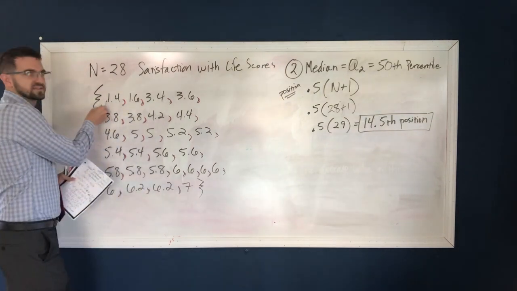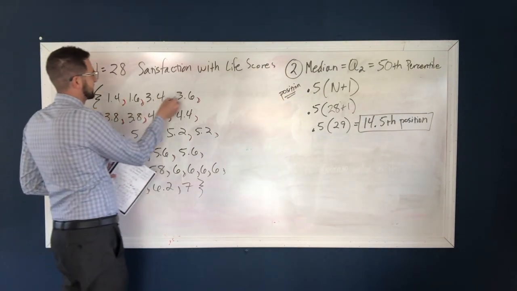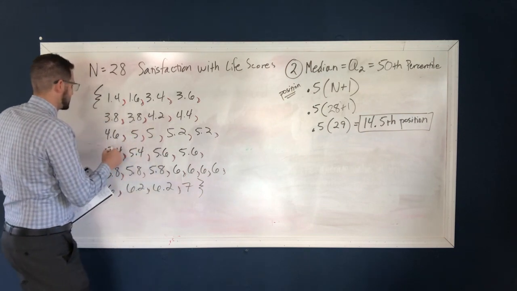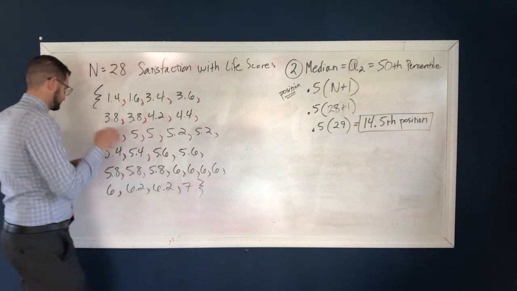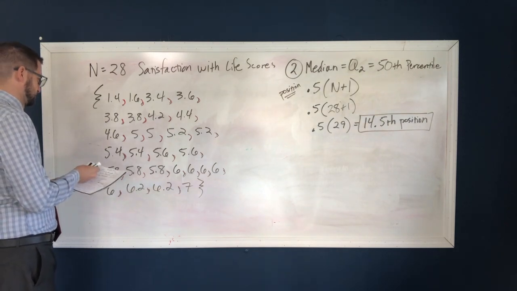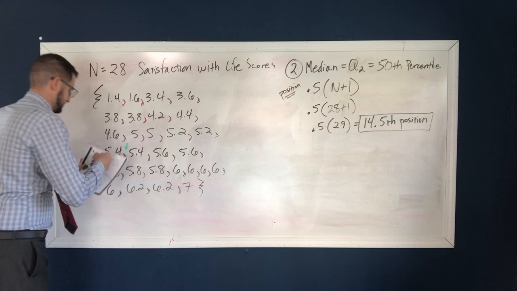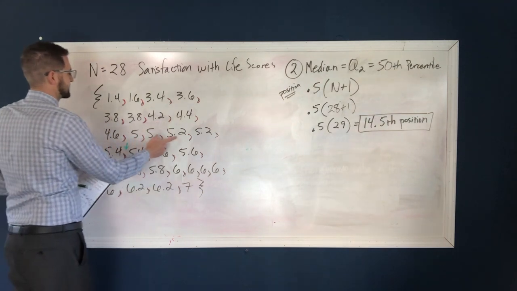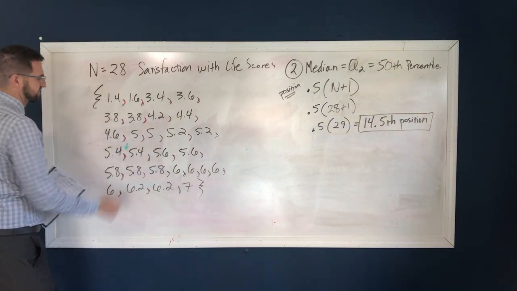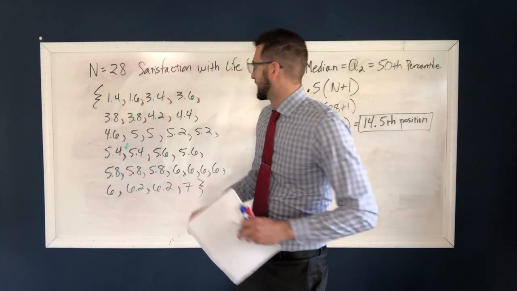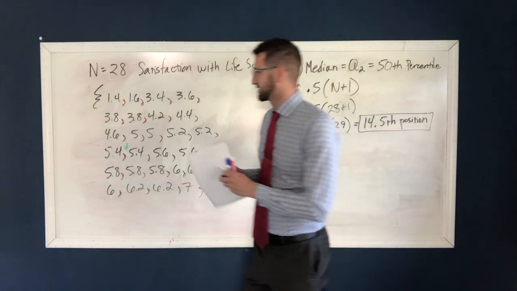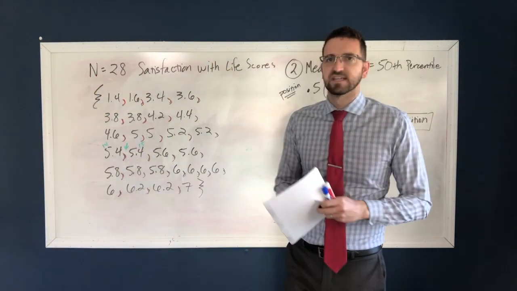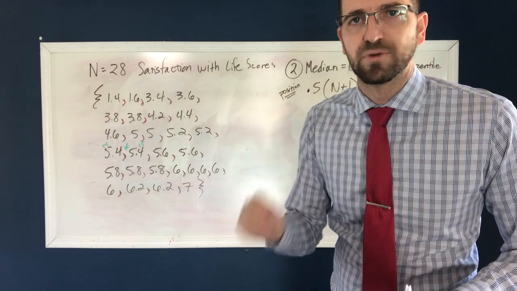We start at the lowest number. 1, 2, 3, 4, 5, 6, 7, 8, 9, 10, 11, 12, 13, 14. Let's verify. 1, 2, 3, 4, 5, 6, 7, 8, 9, 10, 11, 12, 13, 14, 14.5. Okay, so 5.4 is the 14th position. And 5.4 is the 15th position. So our median is the number between those.